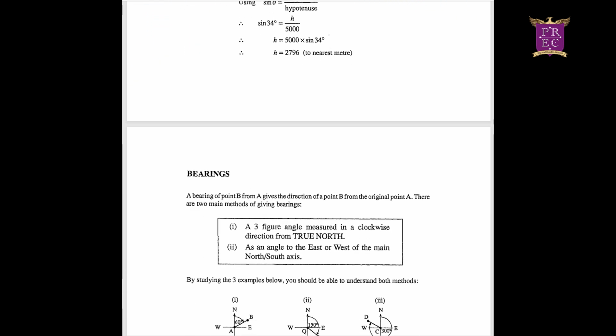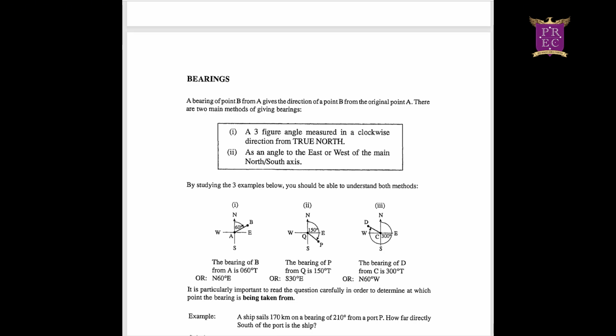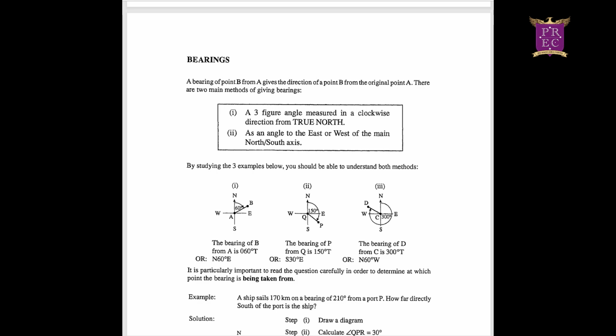Okay. Let's have a look at bearings. Bearings give you a position from true north. Okay. So for example, let's have a look at the examples here. If you went from A to B, what's your direction relative to true north?